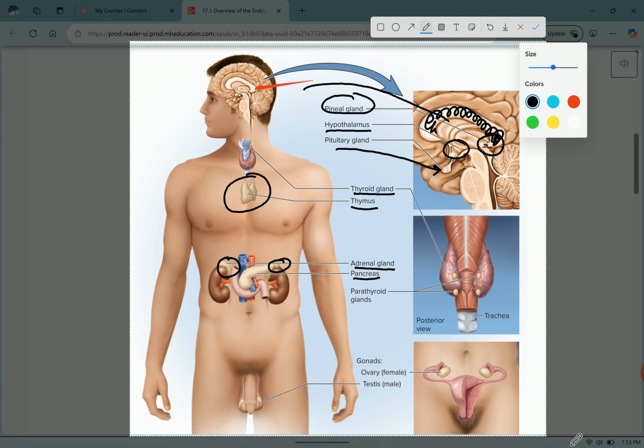And we have the pancreas. And then in males, the testes, and in females, ovaries. Now, if we take the thyroid gland and look on the posterior aspect, you're going to notice four dots about the size of a grain of rice. So there's four of them that piggyback on the posterior side of the thyroid, and those are called the parathyroid glands.